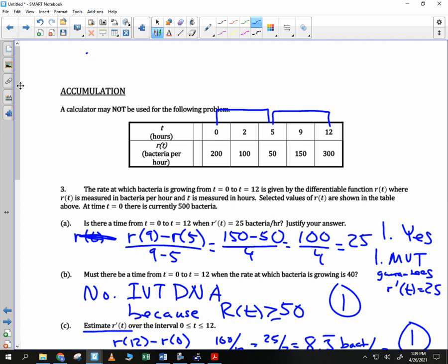So what's the width of this interval? 5. What's the height of this interval? The middle one, right? What's the width of this interval? What's the height of this interval? 150.